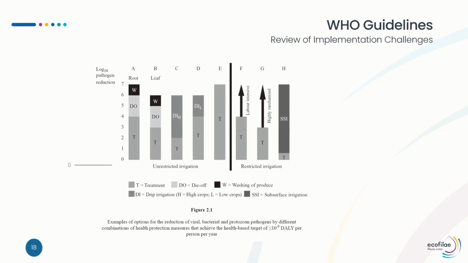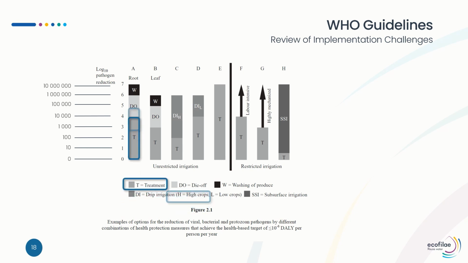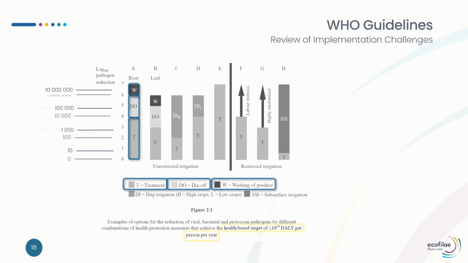We saw this chart in Section 3 on regulation. The multi-barrier management actions or health protection control measures are illustrated. Example A shows a 4 log reduction from treatment, a 2 log reduction from die-off, and another 1 log reduction from washing the produce. This combination of measures provides a 7 log reduction overall in order to achieve the health-based target of less than 10 to the negative 6 DALYs per person per year.